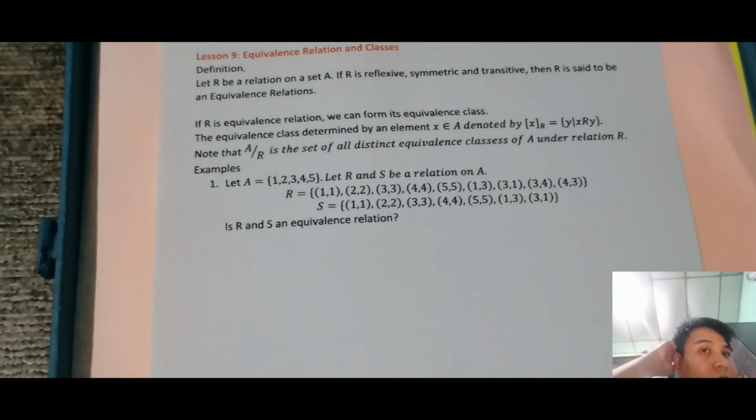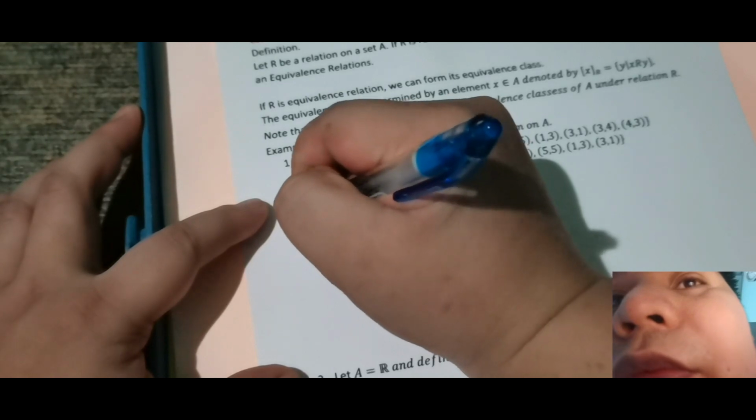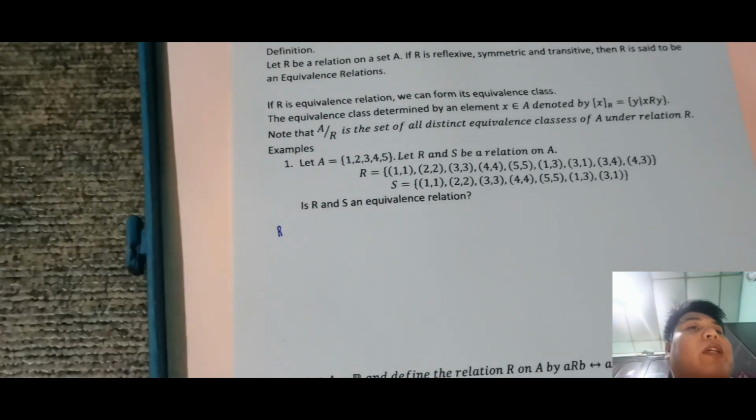Okay, so let's have number 1. Let A be the set containing 1, 2, 3, 4, 5. Let R and S be relations on A. Number 1, R is {(1,1), (2,2), (3,3), (4,4), (5,5), (1,3), (3,1), (3,4), (4,3)}. And S is the set containing (1,1), (2,2), (3,3), (4,4), (5,5), (1,3), (3,1). So, is R and S an equivalence relation? Okay, so start tayo kay R.